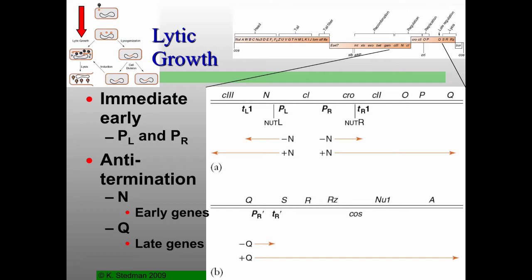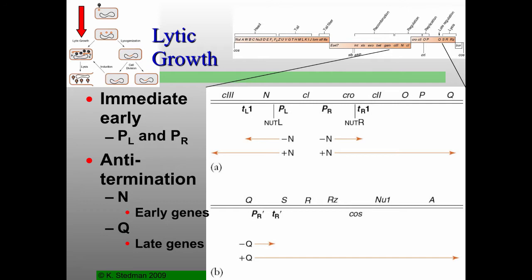And the way that I like to think about this is going way back to the genetics. Why are they called C1, C2, and C3? Because if you have mutations in any of them, you end up with clear plaques, which means you do lysis. So absence of C3, lysis. Absence of C2, lysis. Absence of C1, lysis. So that's the way that I like to think about it.